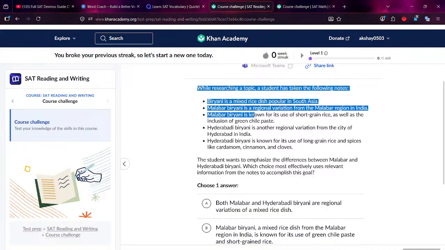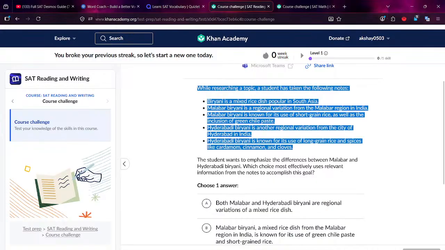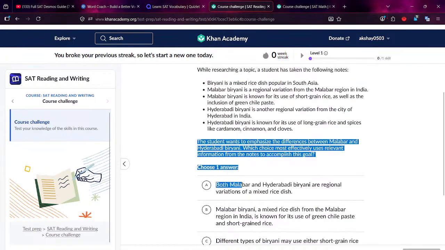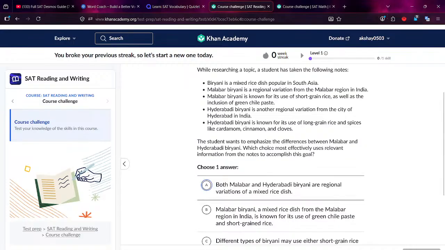While researching a topic, students taking the following notes. Biryani is a mixed rice dish, popular. Okay, so yesterday we had a video that said to just read this part first. The student wants to emphasize the difference between Malabar and Hyderabadi biryani. What is relevant information to accomplish the goal? So we're looking for the keyword here, differences.